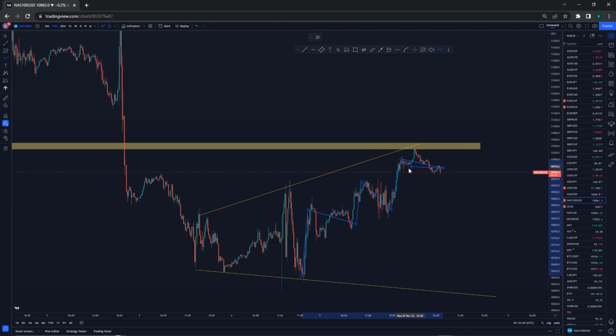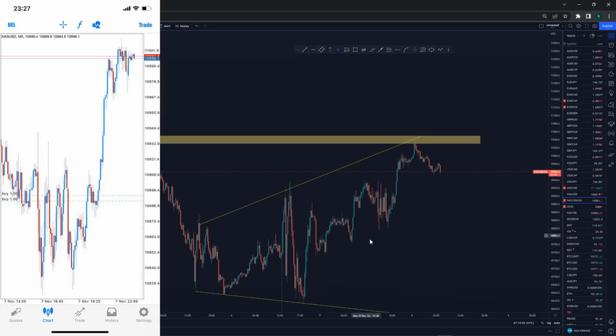This may also look like a reversal because of the head and shoulders right here, meaning that the market will no longer be pushing up, but it will drop to the downside. This is why we have a head and shoulders right here, right? That's a possibility.